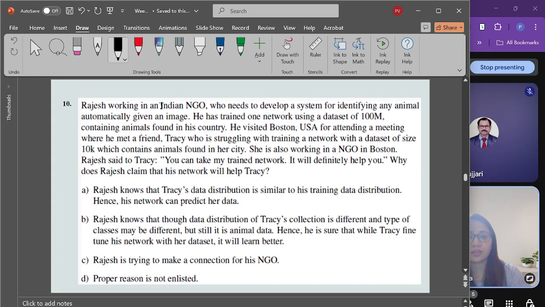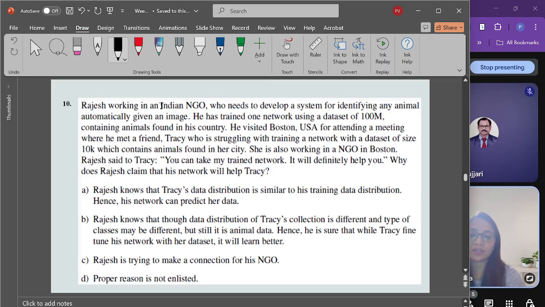Option A says Rajesh knows that Tracy's data distribution is similar to his training data distribution, hence his network can predict her dataset, but that is not correct. His network cannot predict her data because some animals are different between the US and India, right? So it cannot be properly correct.